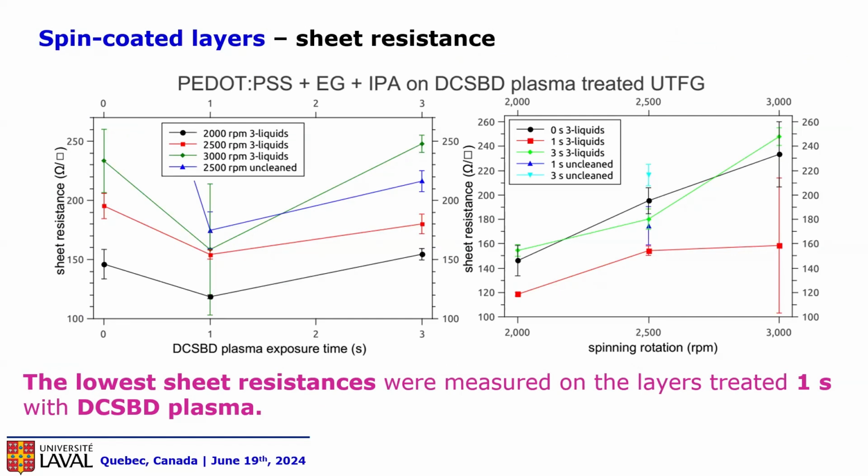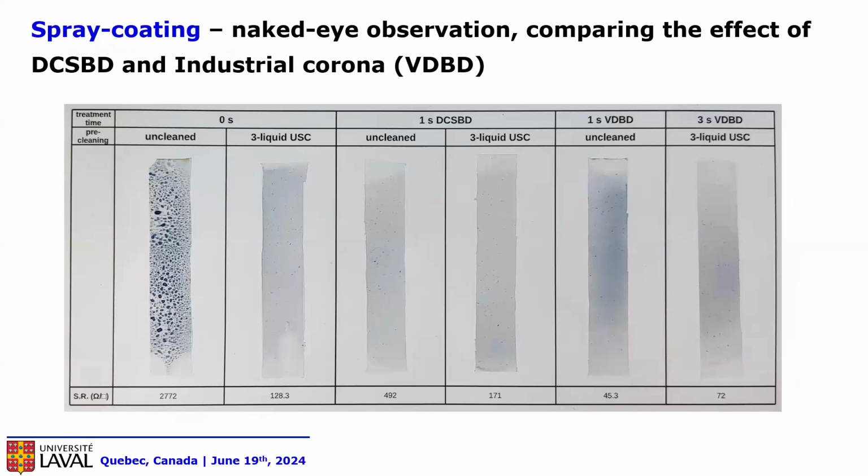What is interesting, when we measure sheet resistance, the lowest sheet resistance was measured on the layers treated for 1 second, a very short treatment time. These lines correspond to different rotation speeds during the spin coating, but as you can see, the lowest value was at a speed of 2000 rotations per minute. Okay, very nice. It can be seen also from this picture.